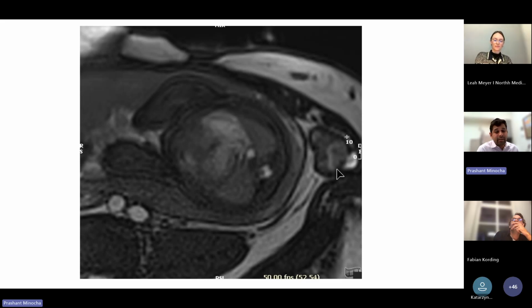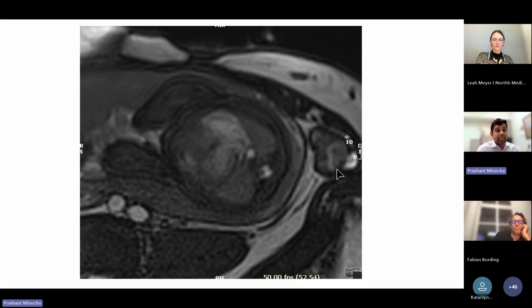So in this cine stack, although it was a little bit blurry coming to the start of the stack, at the end of the stack, you could see this tortuous vessel here that's suggestive of the PDA, a very tortuous PDA that plugged into the right pulmonary artery.